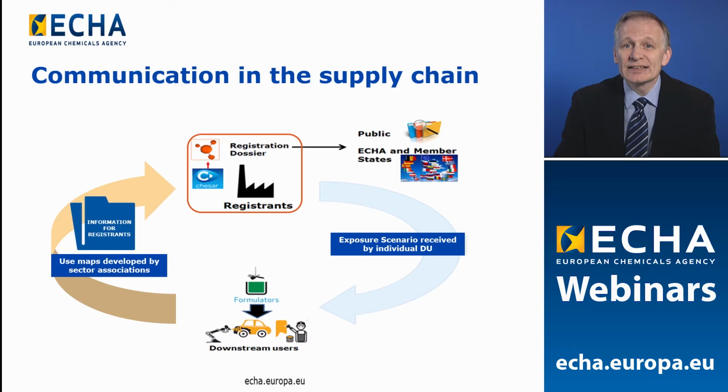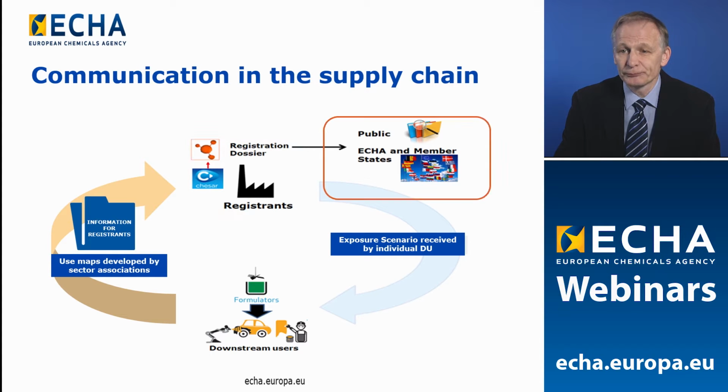Tools like ECHA's Chemical Safety Assessment and Reporting Tool, CHESAR, are being further developed to import and process the information contained in a use map. Clear, realistic descriptions of use and conditions of use are essential ingredients for the registrant's registration dossier, not least for describing safe use of their substances to different audiences.